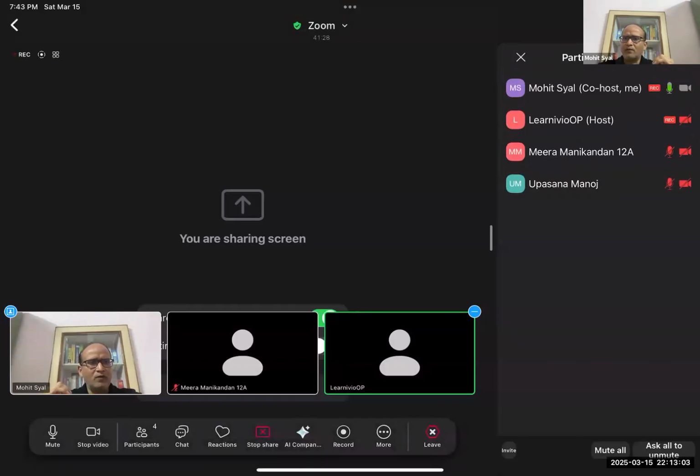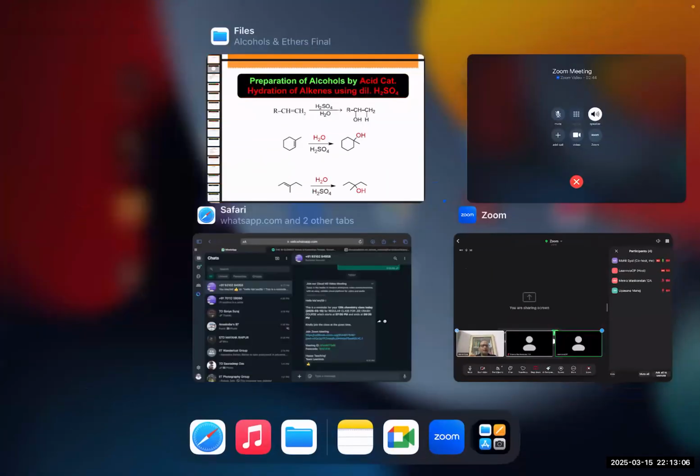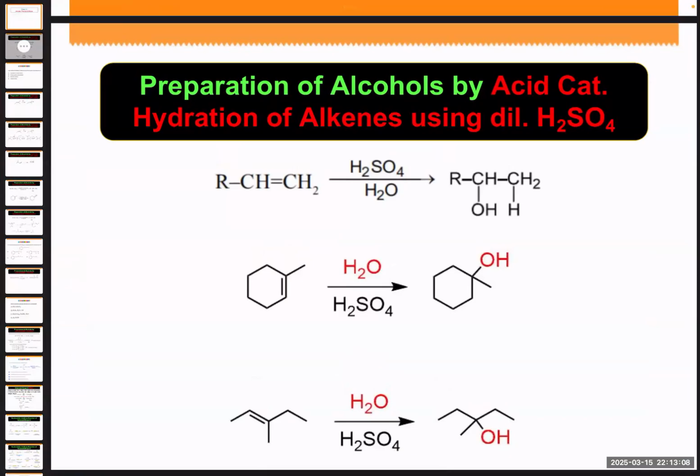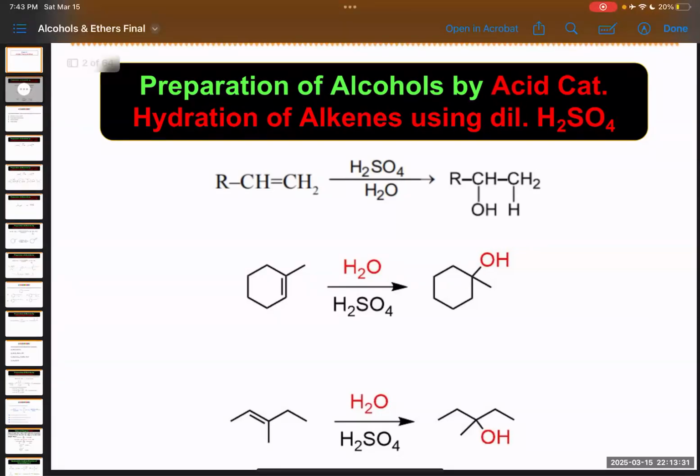That leads to the formation of an alcohol. How the H plus and OH minus of the water are going to come and join in during the acid catalyzed hydration is governed by the stability of the carbocation. This is governed by the Markovnikov rule. In the day before yesterday's class, and in the first class also, we have seen the Markovnikov rule. Okay.